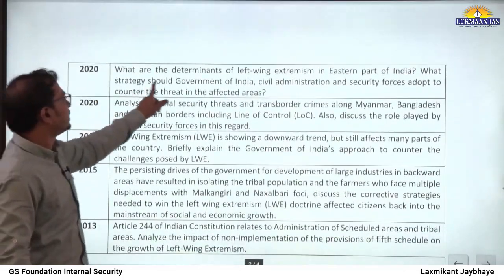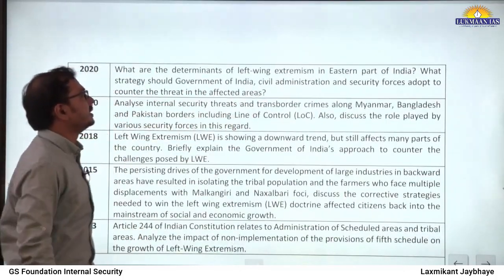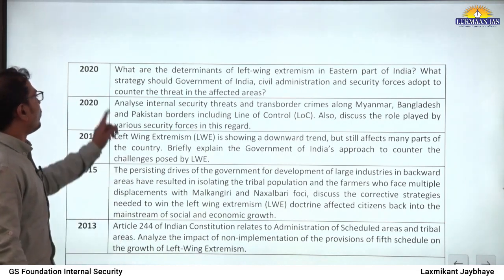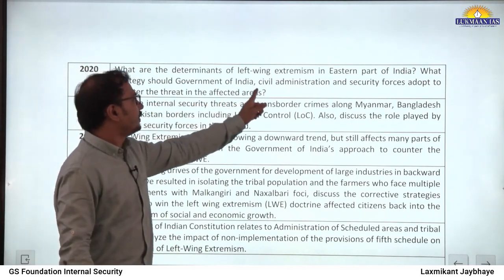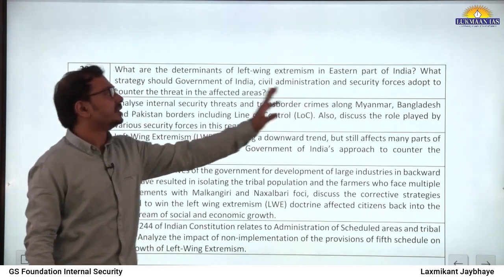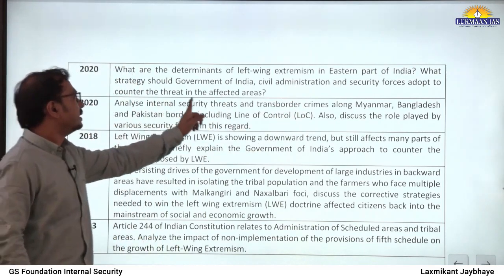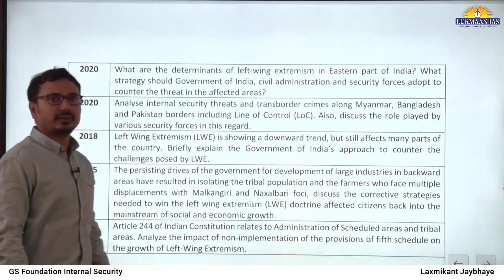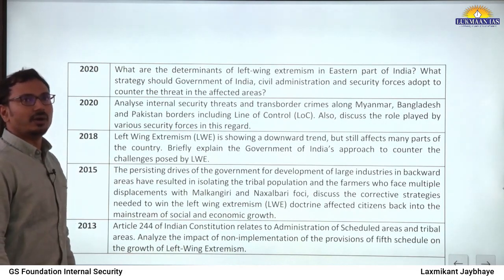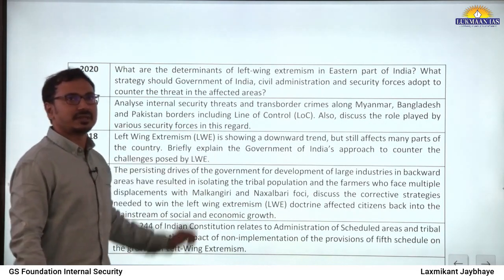Yes, what are the determinants of left wing extremism in the eastern parts of India? What strategy should India, the Government of India, civil administration, and security forces adopt to counter the threat in the affected areas? Okay, so a straightforward question was asked.